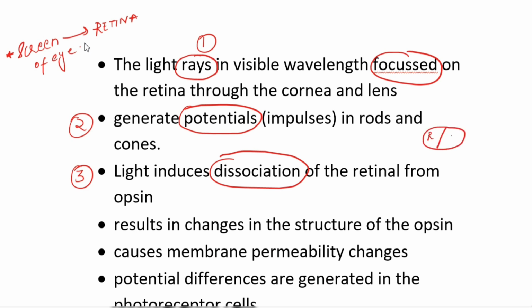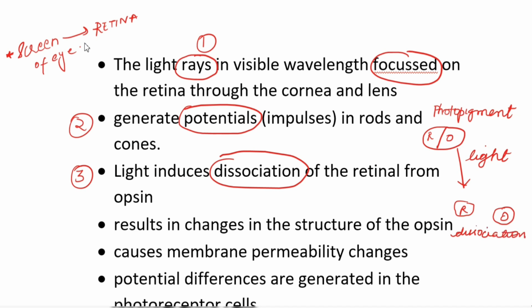So what is retinal? It is an aldehyde derivative of vitamin A, and opsin is a protein. So light will cause dissociation or splitting of retinal from opsin. So there is a structural change of the opsin, right? Because of the splitting, dissociation of retinal from opsin, the structure of opsin is changed now. So because of the change in structure of the opsin, the permeability of the membrane changes.